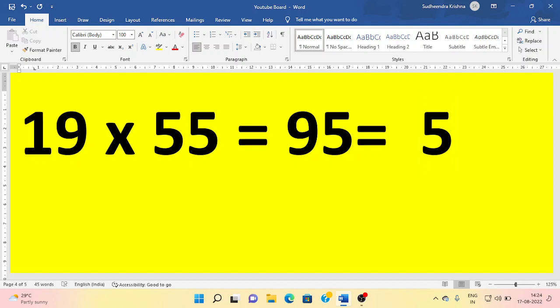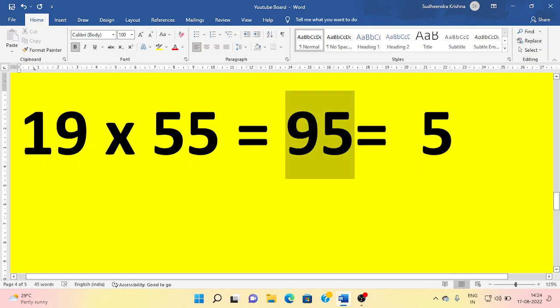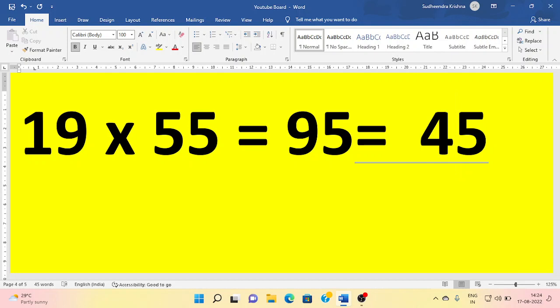Okay. Now you add 9 and 5. 9 plus 5 is 14, but 14 is a 2-digit number. You cannot take a 2-digit number. So out of 14, I'll take 4 and I'll carry over 1 to the left number.